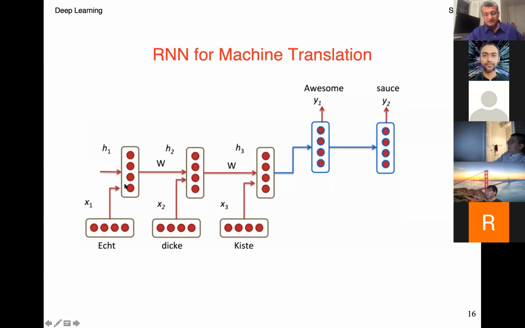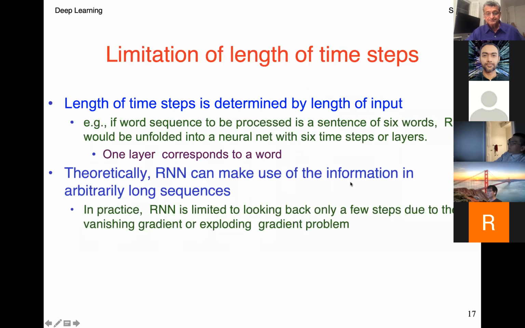I suppose in the beginning we would have Ect going through, and then Dick going through, and then Kist going through, and all of that gets processed in the time sequence as awesome sauce. So it's an RNN for machine translation. So time sequences can be handled in this way by a whole set of numbers and vectors and so on.